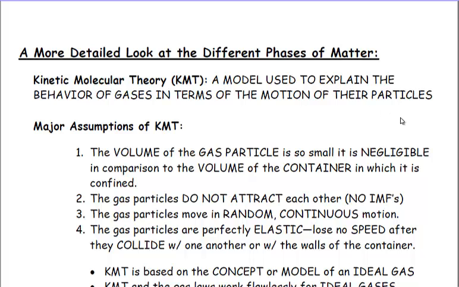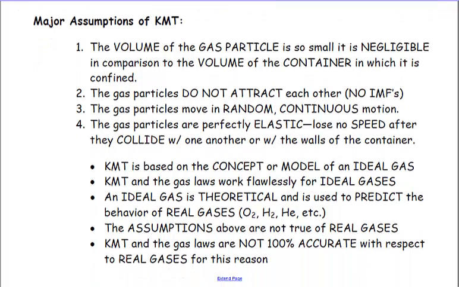The KMT is a model that's used to explain the behavior of gases in terms of the motion of their particles. So the major assumptions of the KMT include that the volume of the gas particle is so small that it is negligible in comparison to the volume of the container in which it is confined. Okay, so if you think about it, very, very tiny compared to the volume of the container. Gas particles do not attract each other, so there are no IMFs. So this is the assumption that they don't attract each other in any way whatsoever. Gas particles move in random continuous motion, and they don't stop, which is an assumption.